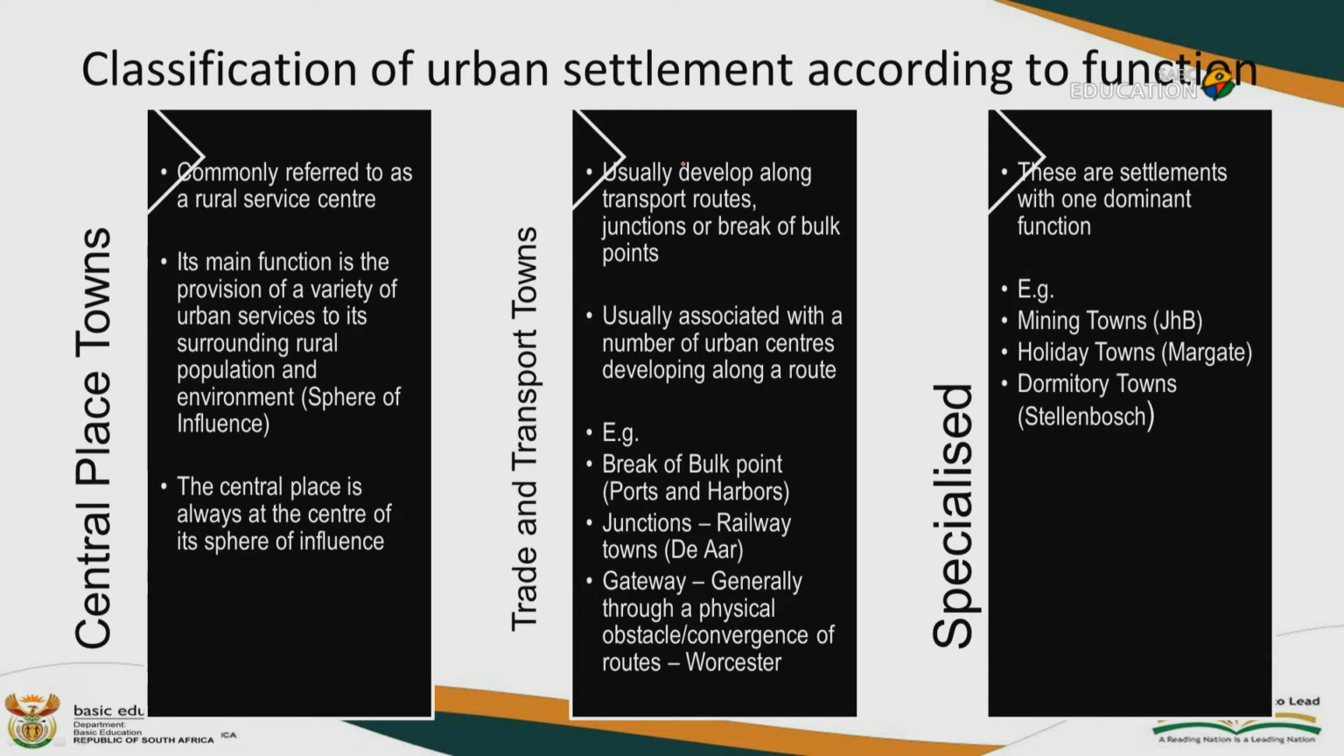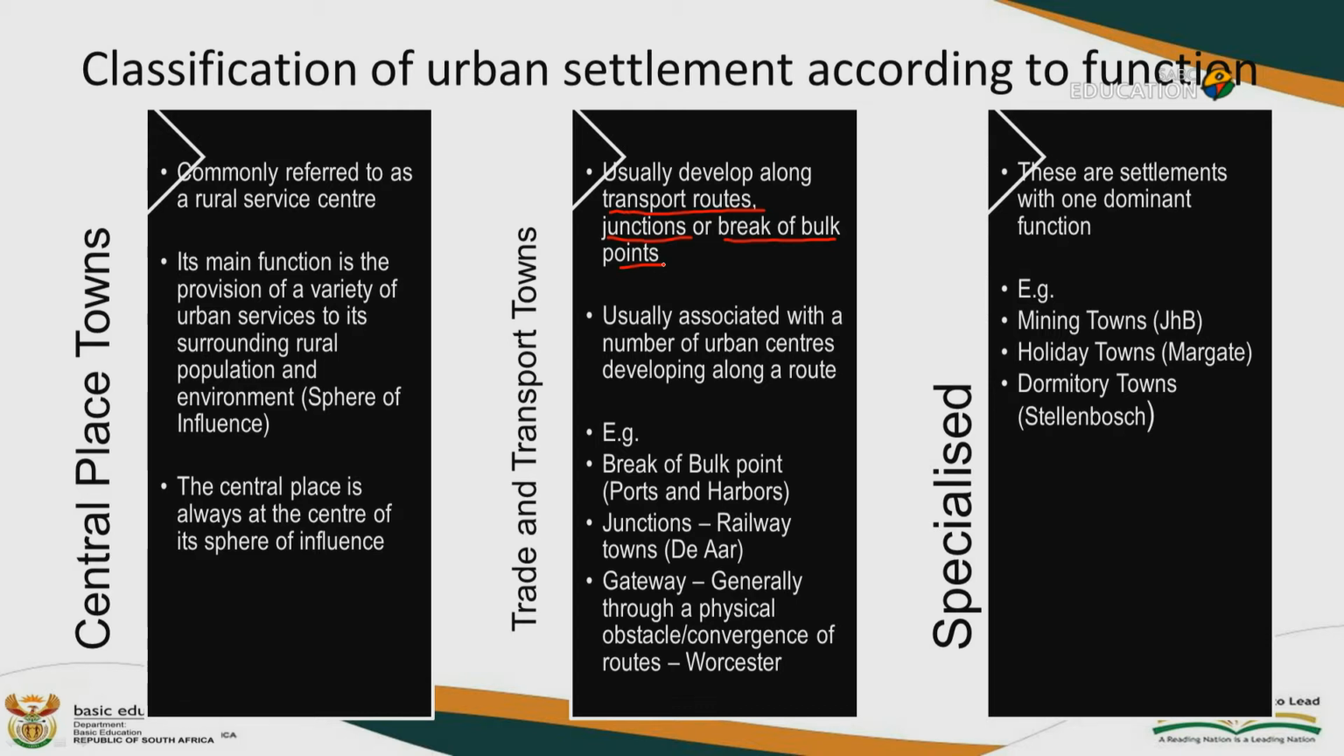And then the second one, we've got trade and transport towns. What are the trade and transport towns? These ones usually develop along transport routes, junctions, or break-off bulk points. Here we've got three types of trade and transport. The first one is break-off bulk points. What is that? That's where you find that there is a change of mode of transport.